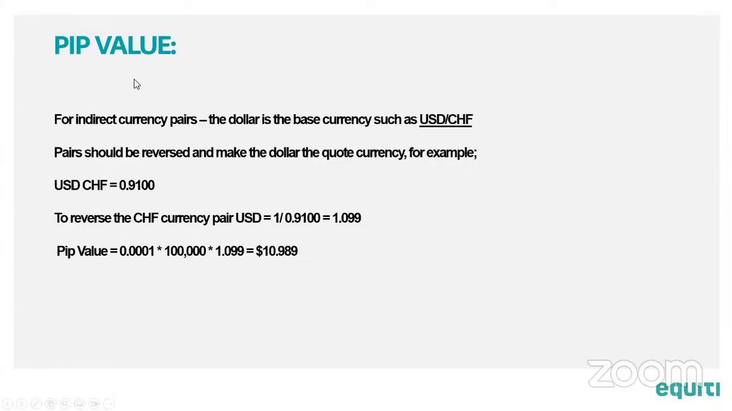Now, pip value for indirect currency pairs, where the dollar is the base currency, such as the USD CHF. Here we have a different kind of formula. The USD is no longer the quote currency, it's the base currency. Pairs should be reversed to make the dollar the quote currency. For example, USD CHF is currently at 0.9100. To reverse the pair to CHF USD, you divide 1 by 0.9100, and that's going to give you 1.099. So again, the pip value is the fourth decimal point times the unit of values multiplied by the number that you have been given as the currency if reversed.